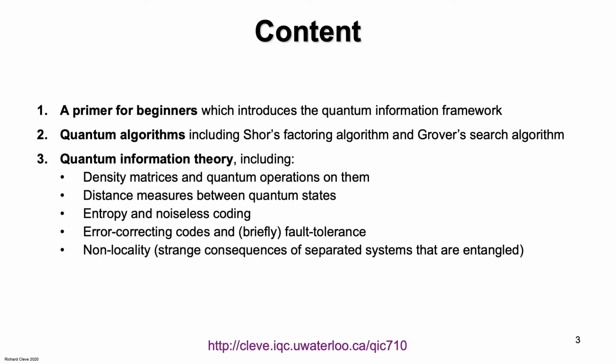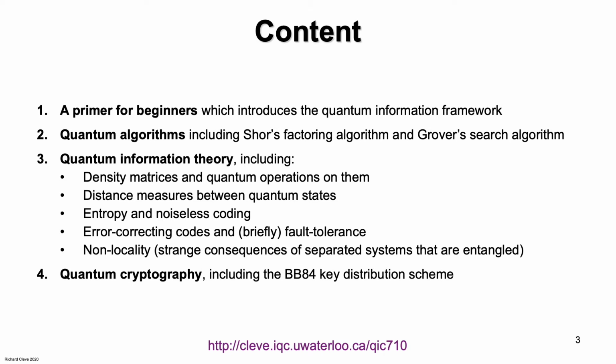The third part, quantum information theory, includes a number of topics about useful mathematical formalisms for describing quantum states and the operations that can be performed on them, methods for encoding quantum states for the purposes of compression and for error correction, and the notion of non-locality, which is some strange behaviors that can occur when 2 or more physically separated quantum systems are entangled with each other. The fourth part of the course is about quantum cryptography and will include a description of the BB84 key exchange protocol.